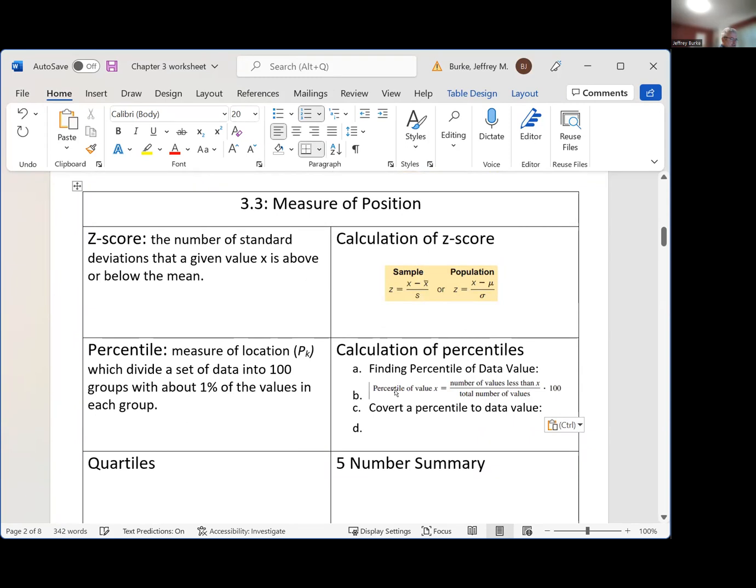That C should be a B. Hang on, yeah, there we go. Revert to percentile to data value. And let me capture that formula down here.